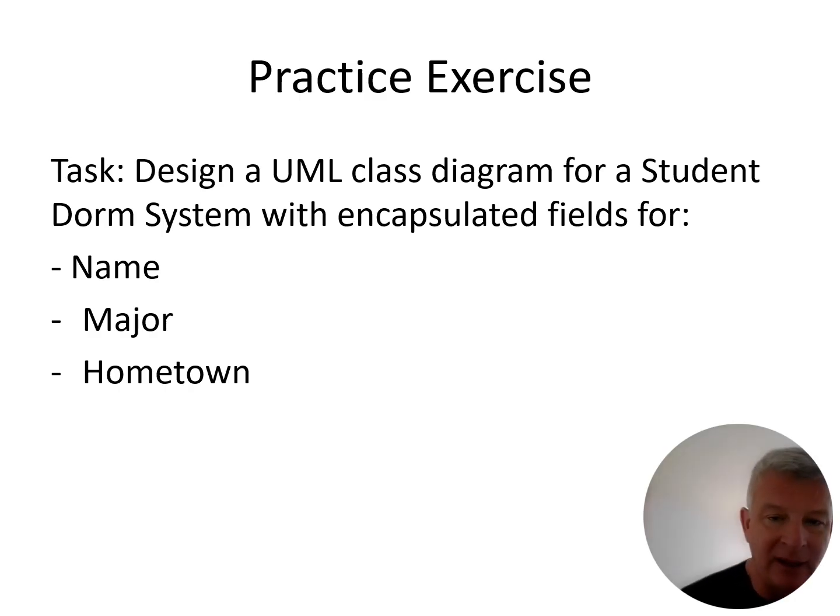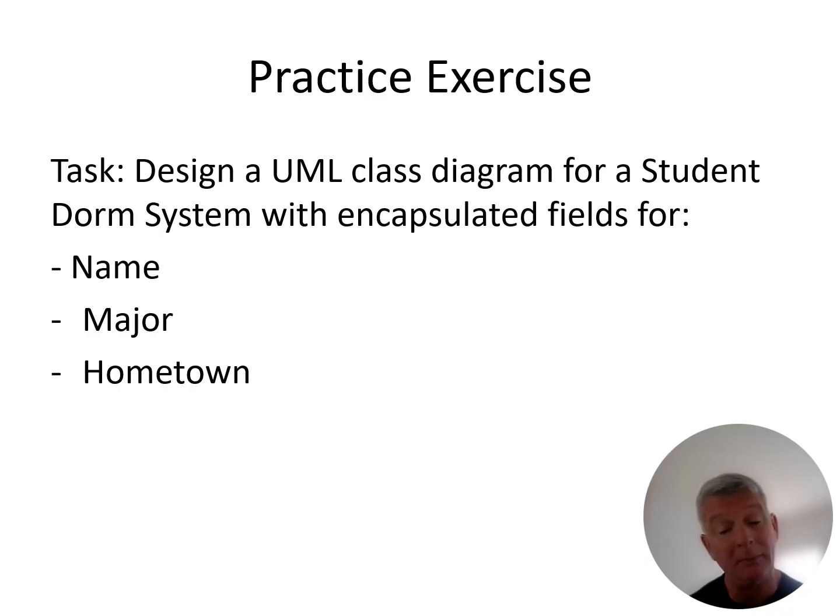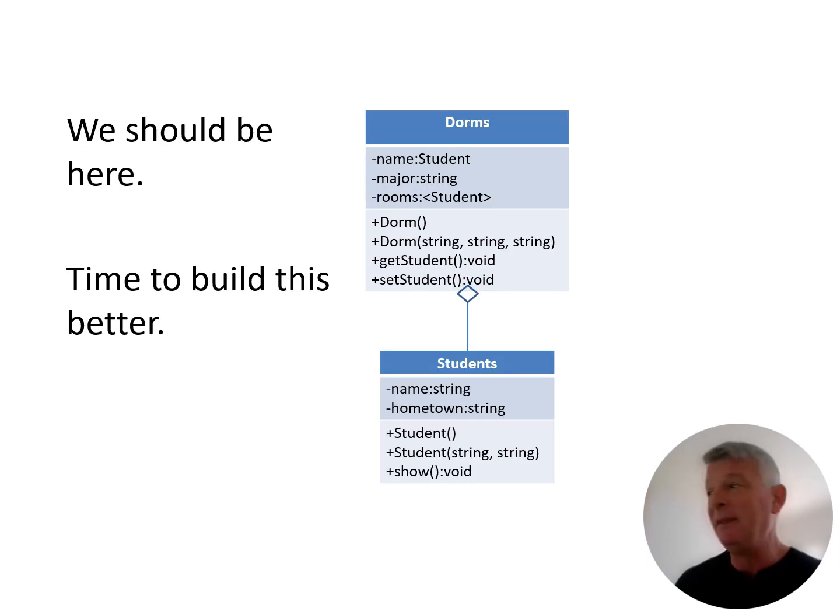Let's design a UML class diagram for a student and dorm system with encapsulated fields for name, major, and hometown. Okay, so this is going to be a preview of what we would do with villain or hero and arena. But instead of an arena, we're going to have a dorm. Instead of a hero, we're going to have a student, because you're all my heroes. And let's take a look at my diagram for this.